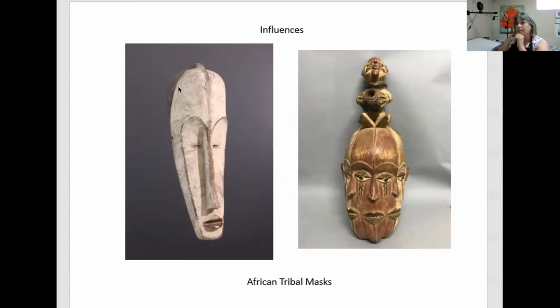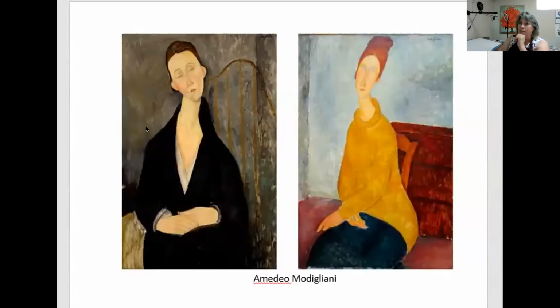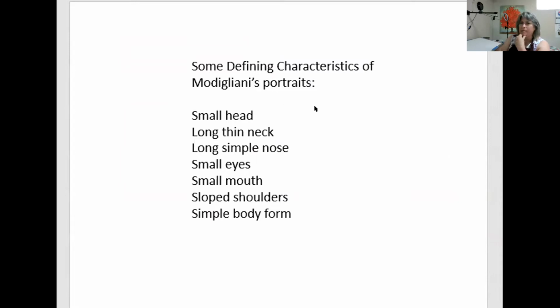This one really looks like a Modigliani face, right? And this one sort of looks like the Picasso face, where it's all facing in different directions, right? But with Modigliani, he stayed fairly realistic, which we're going to try out. But the takeaways for Modigliani, some of the things to keep in mind as you're trying to draw similar to him, is the small head, the long, thin neck, the long, simple nose, and small eyes, small mouth, sloped shoulder, and a simple body form.